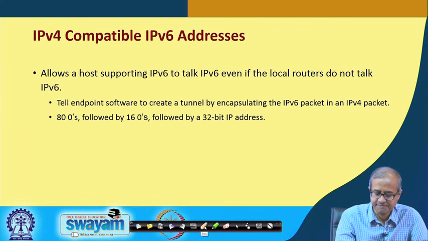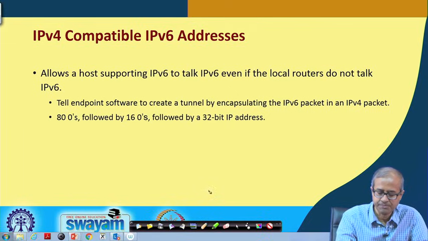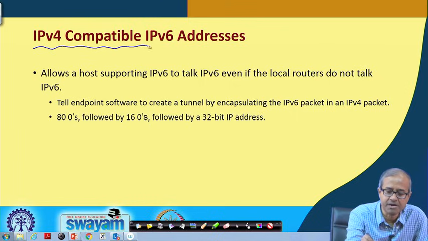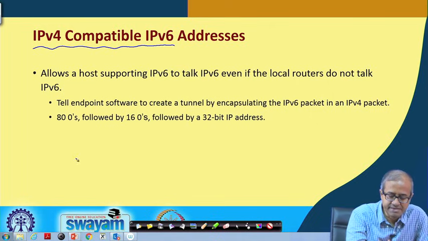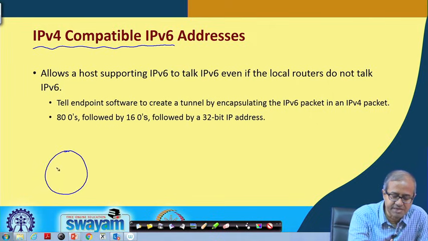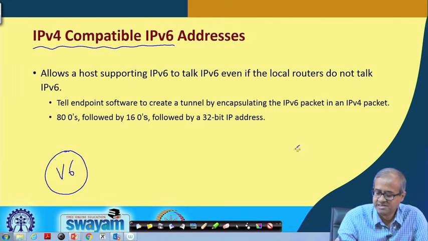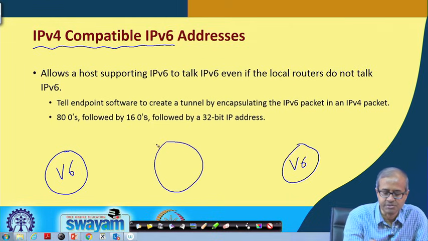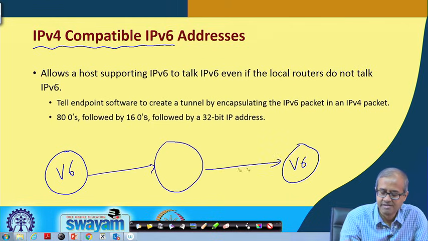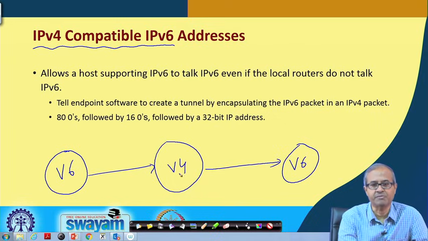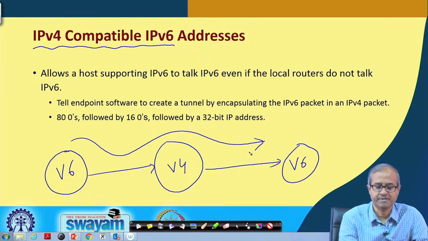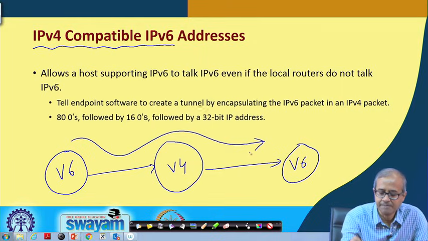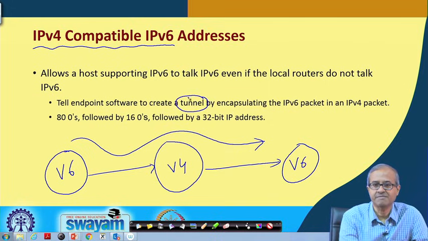Similarly, you can have another option which is called an IP version 4 compatible IP version 6 address. Here it is something like this. Suppose there is a network running version 6, and there is another network running version 6, but in between there may be routers through which the packets are flowing, which are version 4 compatible. So, how will these version 6 packets flow in this network? Here you use something called tunneling.